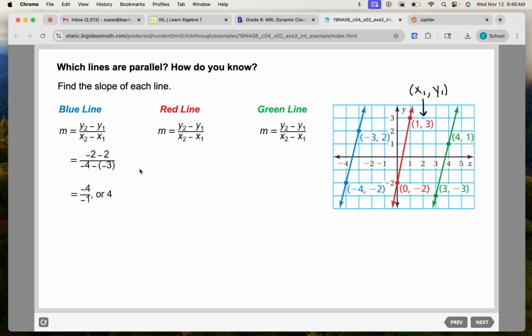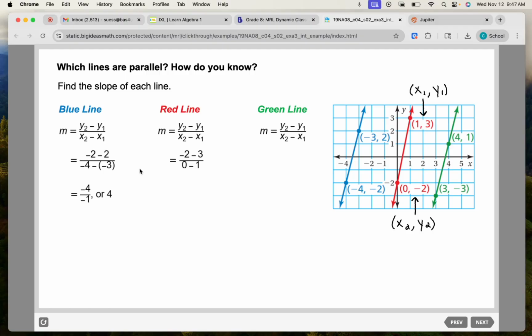So now let's check the red line. Again, they did the opposite of what I would do, but that's fine. The math will still work. So we have x2, y2 on the bottom and x1, y1 on top. So let's write our equation. -2 minus what? 3 over 0 minus -1. Very good.